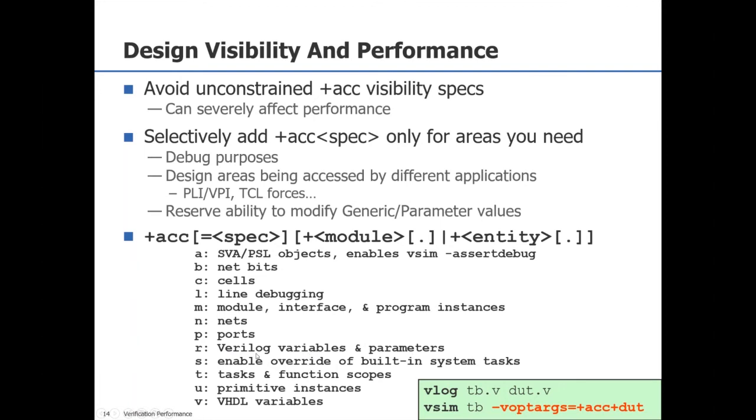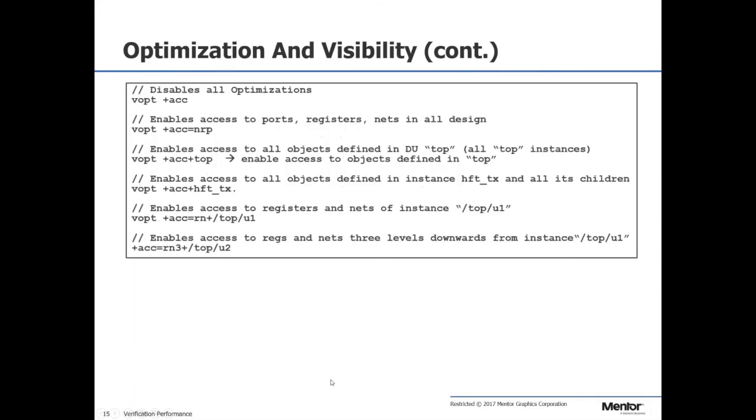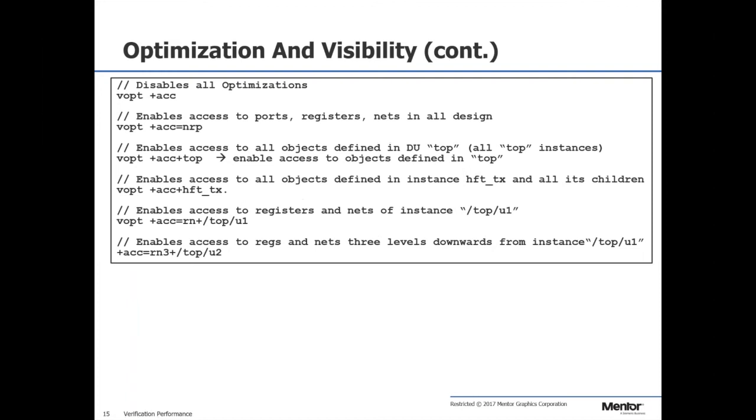You can say only preserve signals, nets, ports. You can preserve parameters, you can preserve all these different pieces. And let me just show you a few different things that you might want to do. So right here, vopt +ACC, and then I would give all my arguments and output an optimized database. So +ACC, I don't agree with this. I think it's not so much disable all the optimizations, but preserve all visibility, which does limit the optimizations.